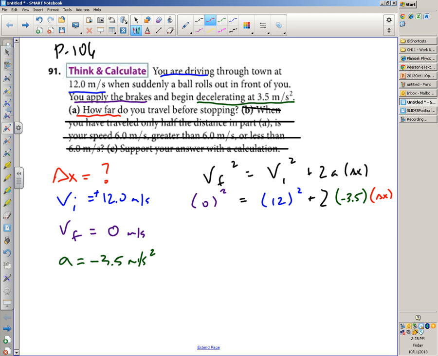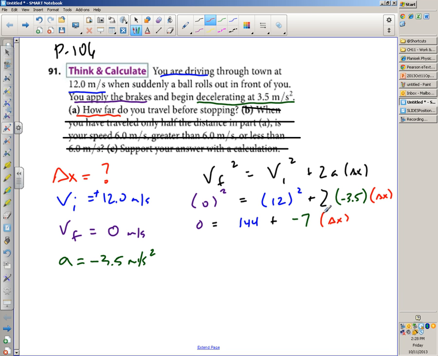And then the displacement is unknown, and that's what we're solving for. So, just to make sure we do this correctly, take care of some multiplication and division at the beginning. This is going to be 0. This is going to be 144. And then if we multiply 2 times negative 3.5, we end up with what? Negative 7, right? So then it's negative 7 times delta x.